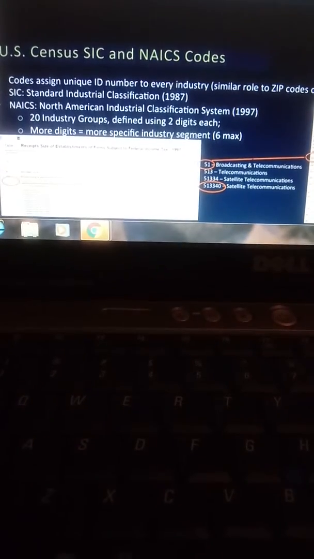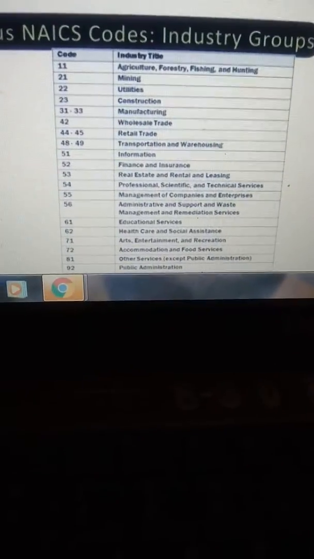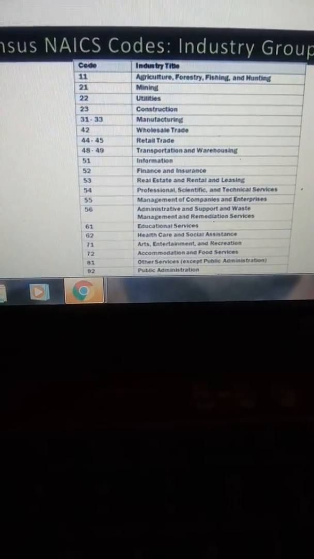NAICS codes classify virtually all industries, all using 20 industry groups. The code adds more digits to the original codes to identify more and more specific industry segments. Thus, long codes indicate more specificity than short codes. This slide shows all 20 industry groups from Code 11, which is agriculture, forestry, and so forth, to Code 92, which is public administration. For example, we can examine Code 52421, the NAICS code for insurance agencies and brokerages.